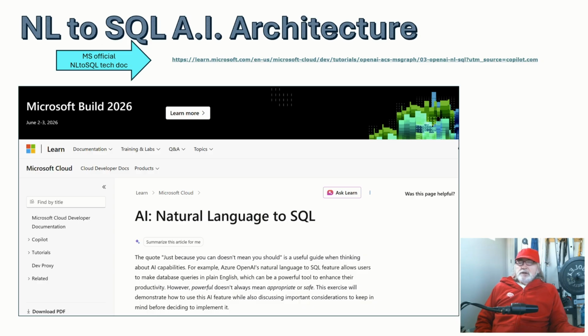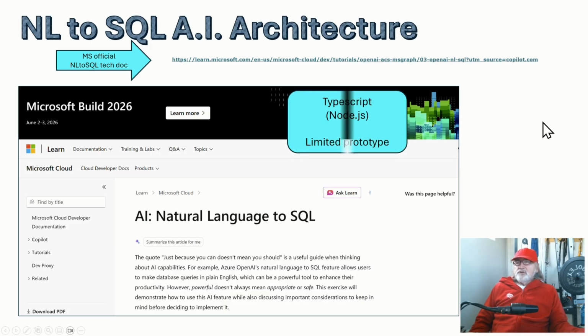So here again is the Microsoft Natural Language to SQL architecture. This is the link. You don't have to read any of this. This is just a screenshot of the Microsoft webpage. Microsoft, in this documentation, implemented a limited prototype, and it was written in Node.js. We're going to transform this into a full-scale commercial-grade solution.